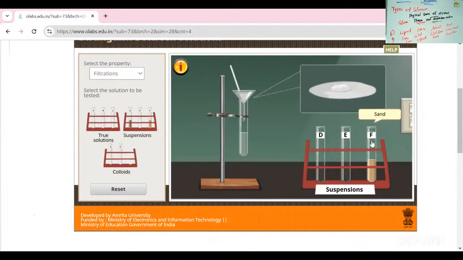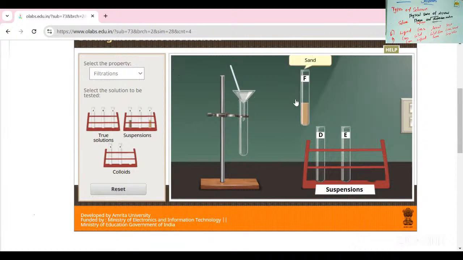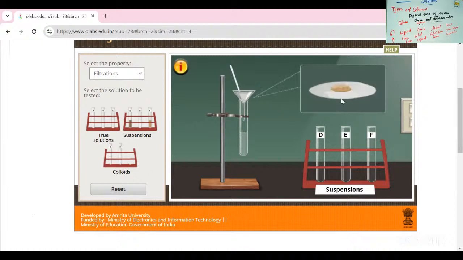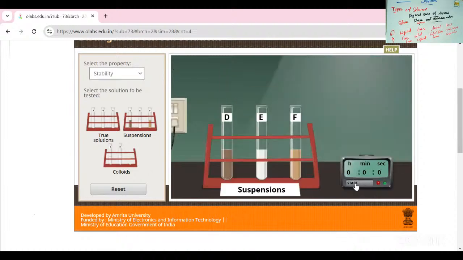And the third one, sand and water. I'm going to filter the sand solution. The sand particles are settled on the filter paper. So these are all suspensions. The suspension property is confirmed. And next is stability. Yes, see here, very clear.